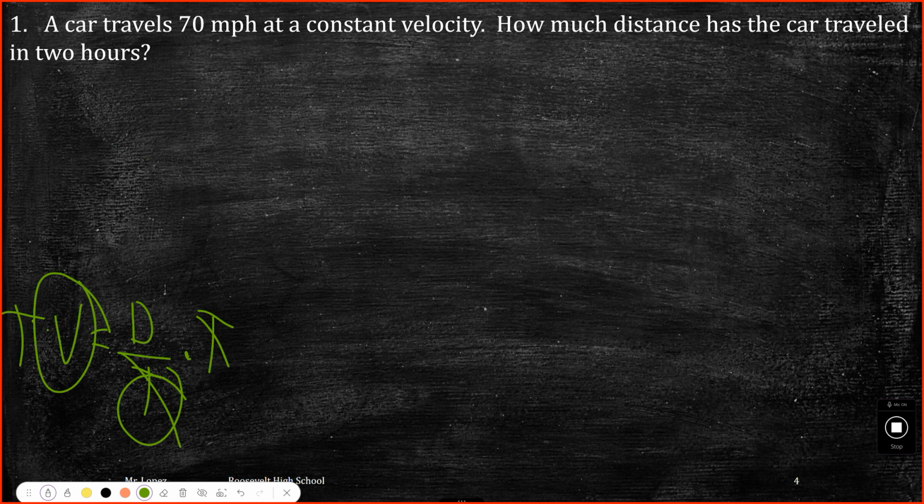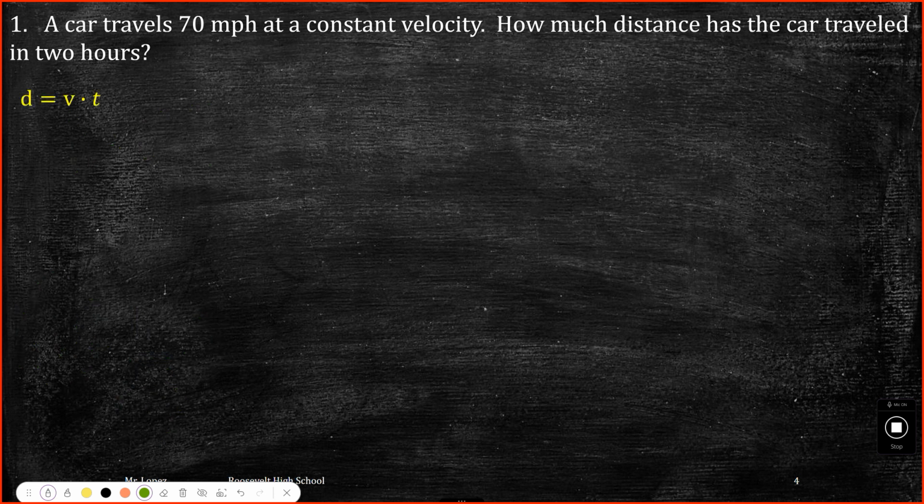All right, so if distance is velocity times time, plug in, so multiply velocity times time. 70 miles per hour times 2 hours, cancel out the h's, so it'll be 140 miles. Okay, so that's just doing it mathematically.